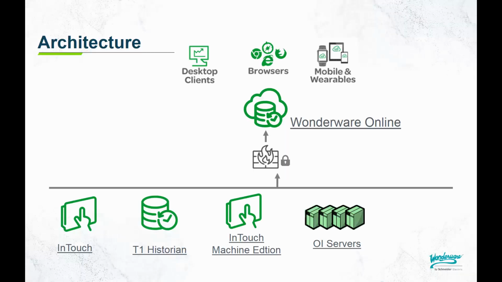Online Insight can take data from a lot of different data sources. We can pump data up from a classic InTouch application, from a Tier 1 historian, from an InTouch Machine Edition, directly from I/O servers, from MQTT drivers, from JSON RESTful connections. So there are a lot of different data sources that can pump data up to Wonderware Online and give us dashboards that we can look at in clients or in a browser or on our mobile phone to see data at our fingertips.